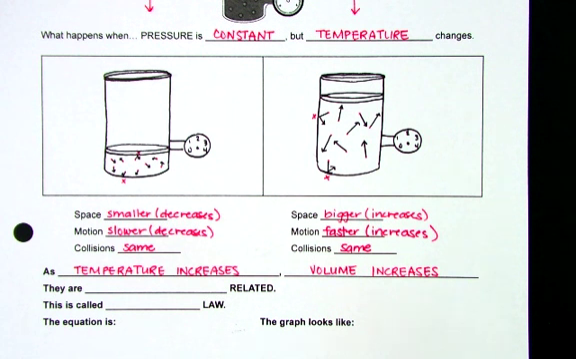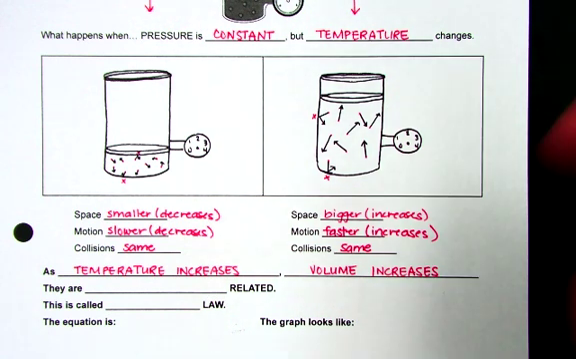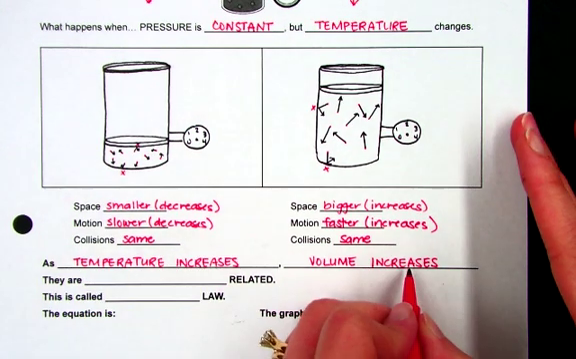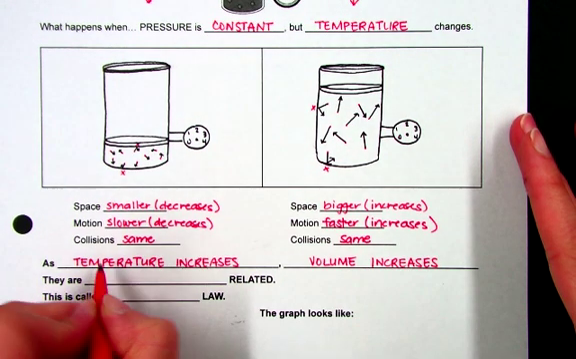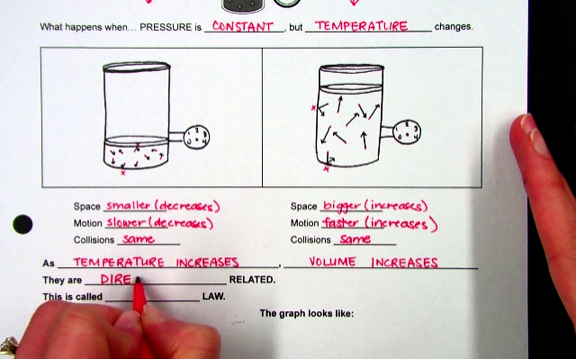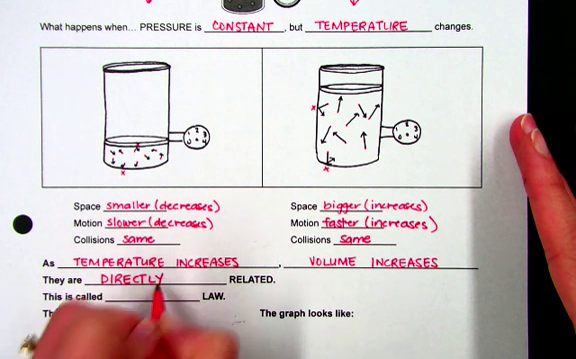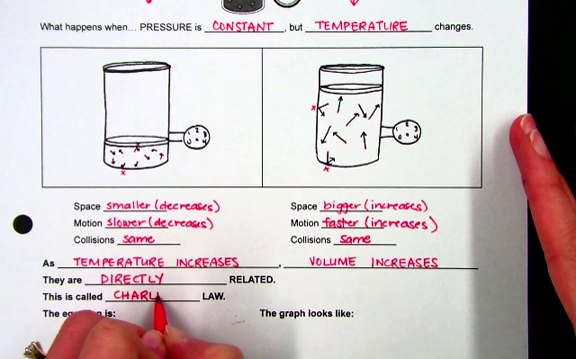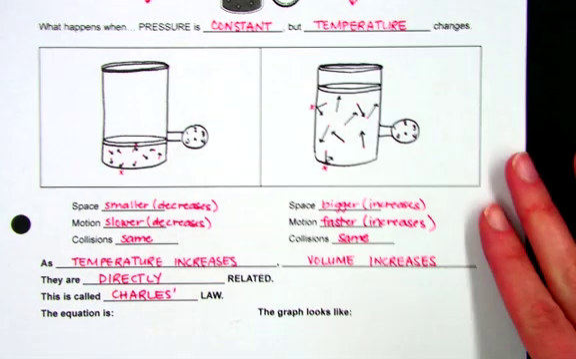Okay, and they have to measure a certain amount, right? They know how much gas is going to be produced. Otherwise, what would happen if there was too much gas? The bag would actually explode in the microwave, wouldn't it? Okay? If one increases and the other increases, they are what kind of relationship? Yes, directly related. From our lab, this is called Charles's law.